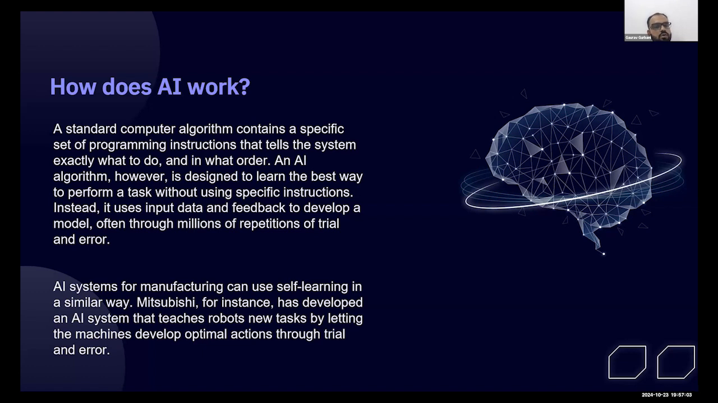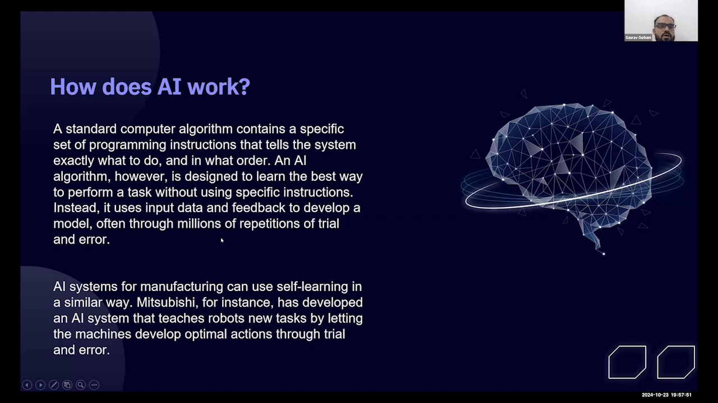I already told you when I was explaining what AI is, but again I'll give more information about how AI works. A standard computer algorithm contains a specific set of programming instructions that tell the system exactly what to do and in what order. For example, if you give 10 rules, the first rule is that it should first manufacture headlights, then chassis, then the braking system, then the transmission system. So step by step, the rules are given to the computer in the form of an algorithm, which tells it in what sequence to work.